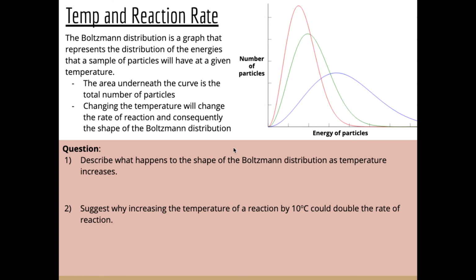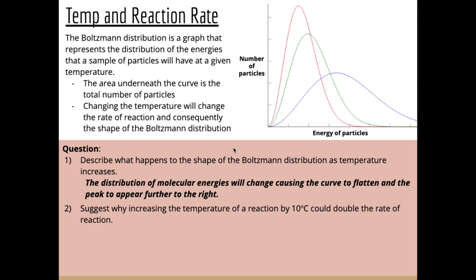So you could say something like this. For the shape of the Boltzmann distribution, as temperature increases, the distribution of molecular energies will change, causing the curve to flatten and the peak to appear further to the right. So that's what we see here. Red is the lowest temperature, then green, then blue. Curves flattening each time, the peak is moving towards the right.